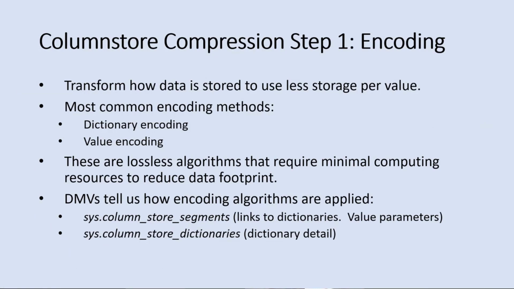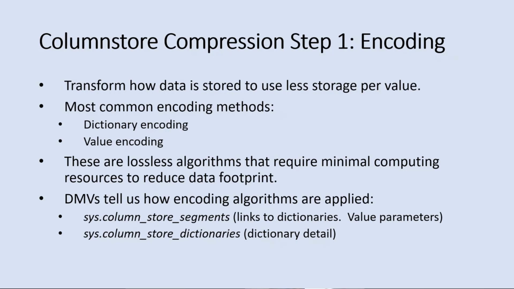So step 1 in Columnstore compression is to encode your data. The purpose of encoding is to take your data and represent it in a way that takes up less space in any way possible. There are many types used. The most common ones used in Columnstore compression are dictionary encoding and value encoding, the first of which I will demo shortly. These algorithms don't incur any loss, neither do any of the Columnstore algorithms. The real purpose is just to reduce data footprint and prepare it for further compression down the line.